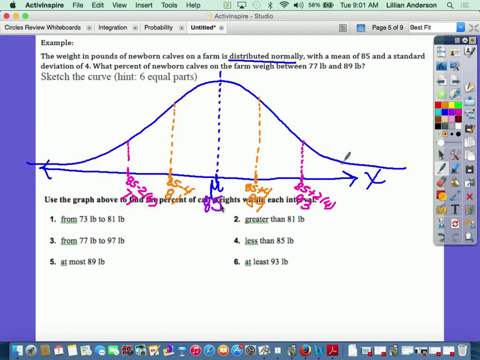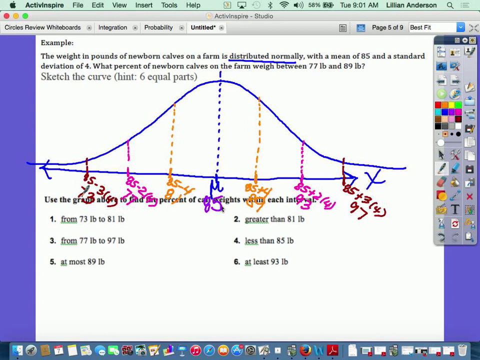Last, a third standard deviation. We do our mean plus what? 3 standard deviations, or 12. So what's 85 plus 12? 97. And on the other side, we do our mean minus 3 standard deviations, which is 73. Okay? So from 73 pounds to 97 pounds, basically all of our data lies in between those two values.